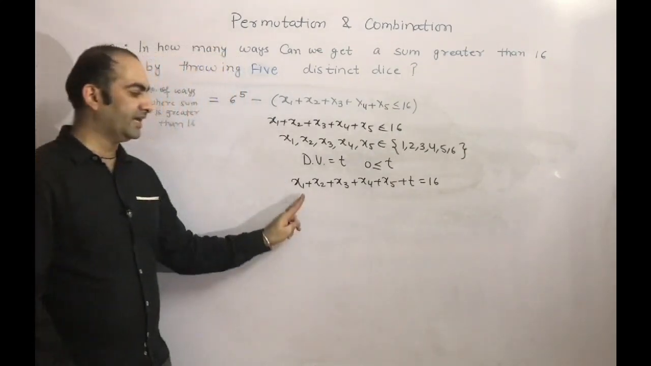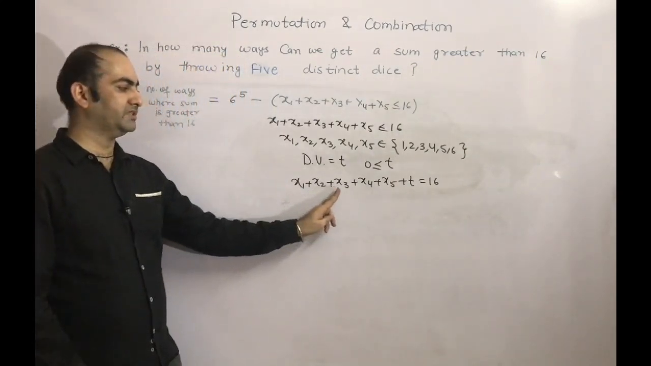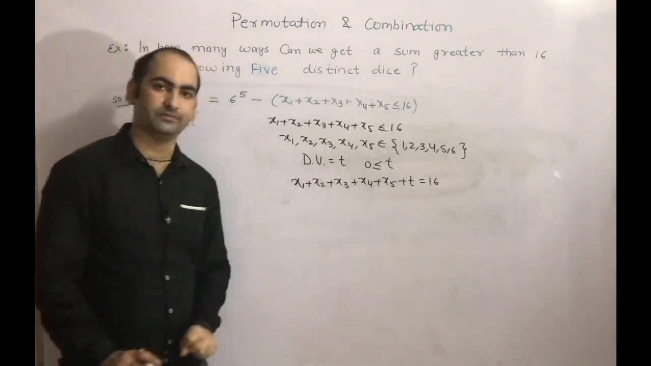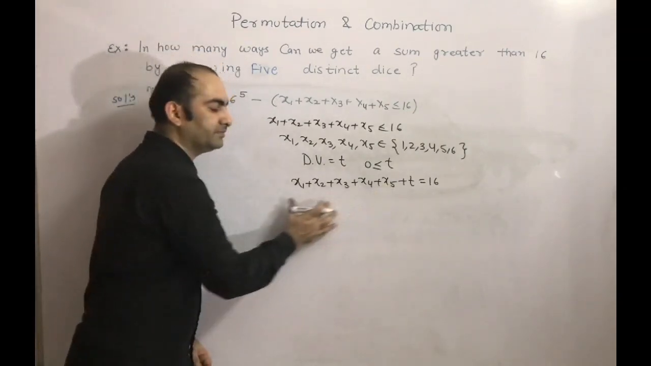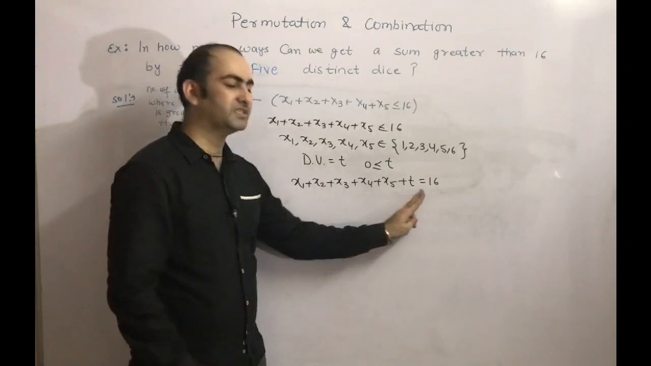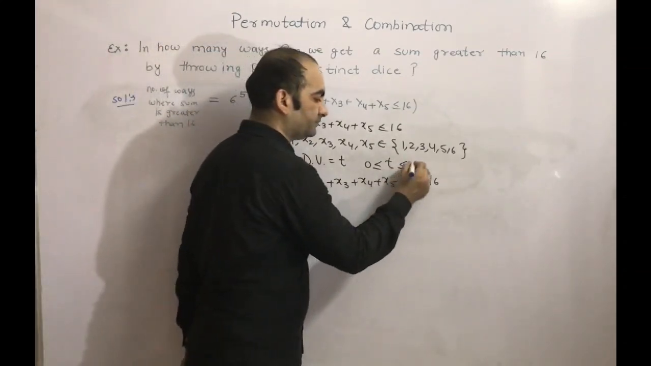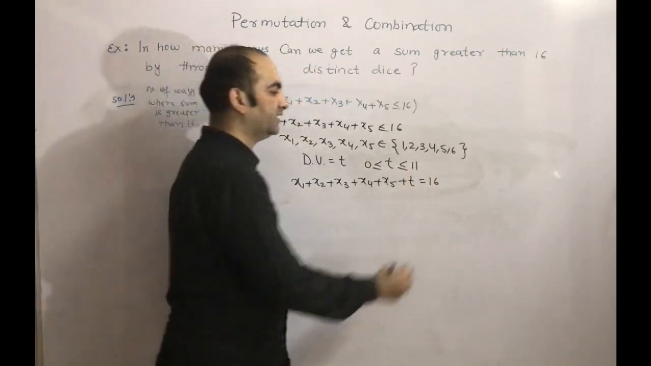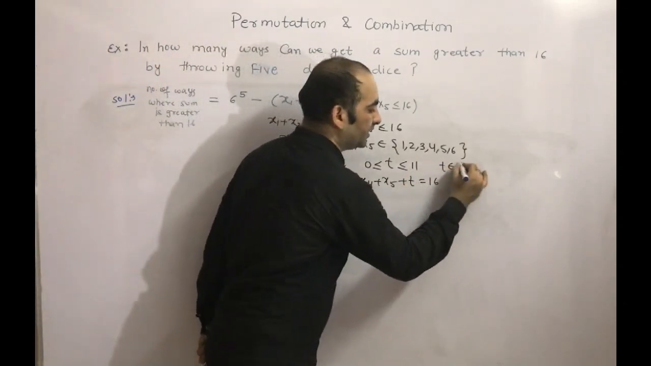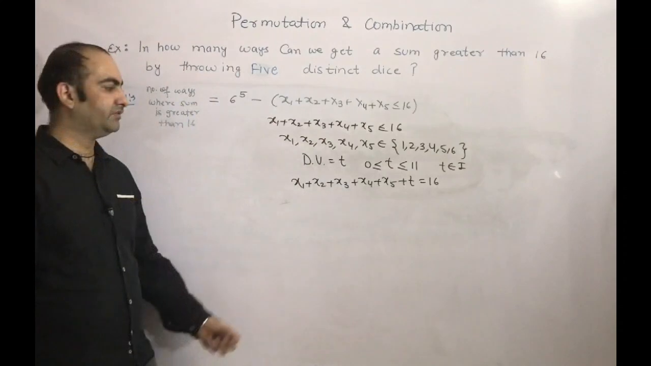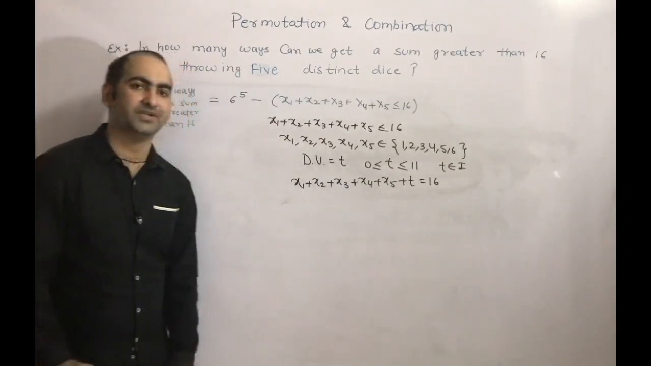Then what should the maximum value of t be? We know that the minimum summation of x1 plus x2 plus x3 plus x4 plus x5 is 5. So when this summation is 5, the value of t will be 16 minus 5, that is 11. So the maximum value of t should be 11, and t belongs to integers. So we have to find the solution of this equation, so we'll use multinomial.